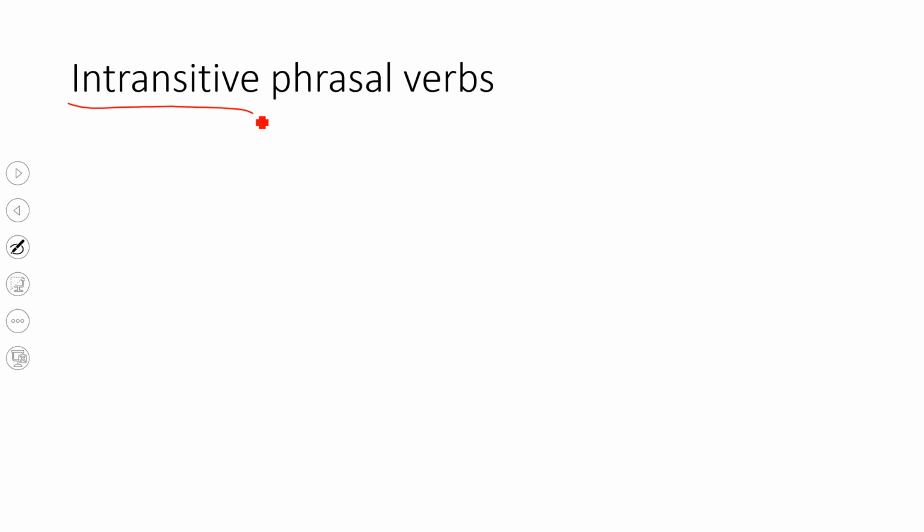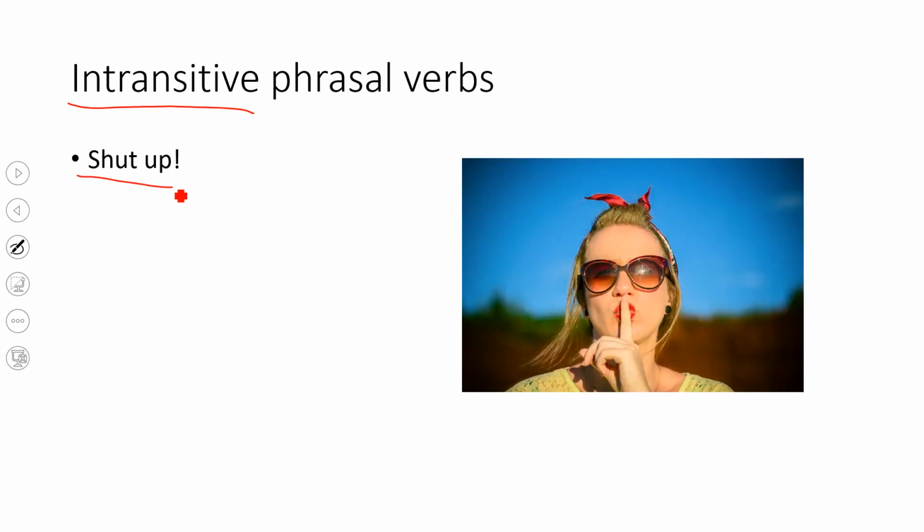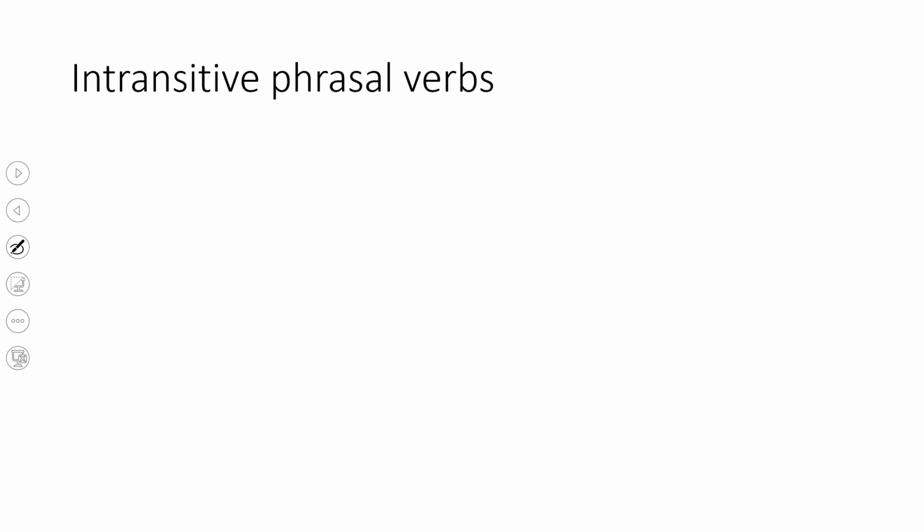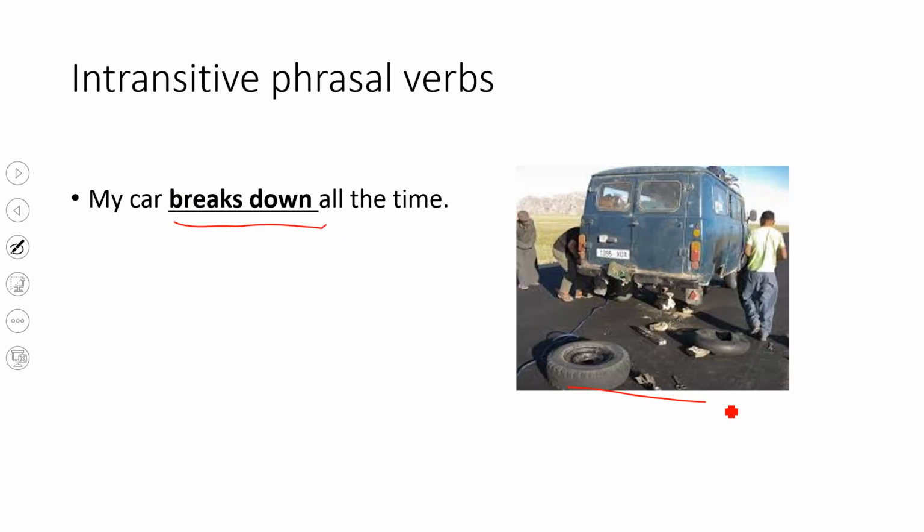First, we're going to talk about intransitive phrasal verbs. These are the ones that don't require an object. For example, shut up. So in this, I don't have to say shut up you, I just say shut up. Another one, my car breaks down all the time. Here's my car, and this is what it usually looks like.